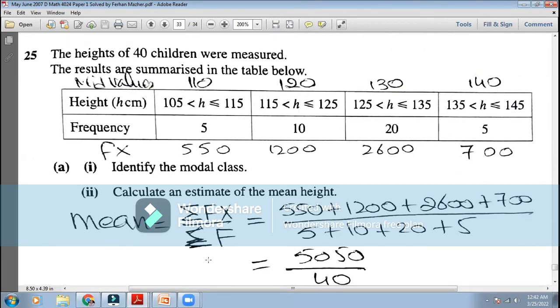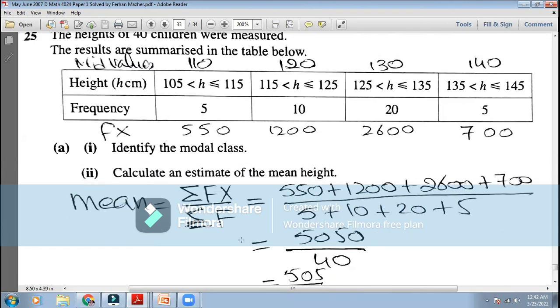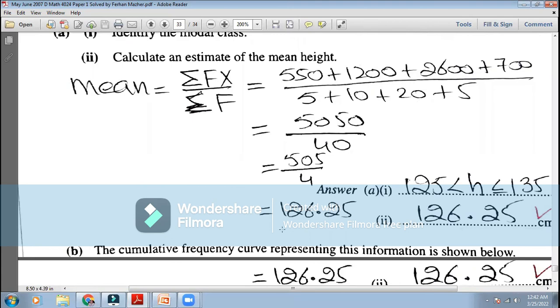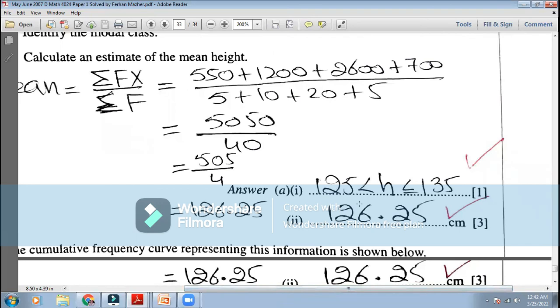So the mean is the summation of fx divided by the summation of f. The summation of fx will be 550 plus 1200 plus 2600 plus 700, divided by 5 plus 10 plus 20 plus 5. So that will be 5050 if you add the summation of fx. 5050 divided by 40 is 505 divided by 4, and that will be 126.25, and that is the answer. The mean value will be this.